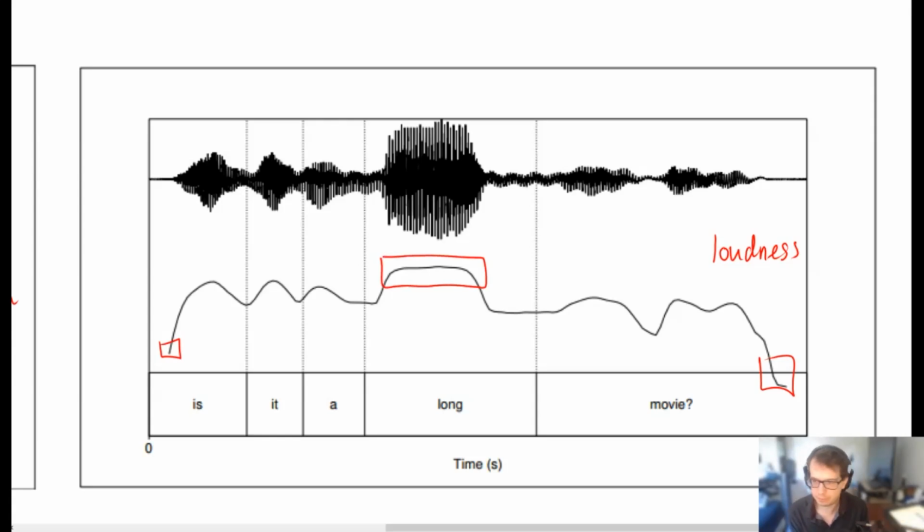Is it a long movie? Even when you ask that question, you usually spend a little more time producing that vowel in long, which is why it gets louder. Then when you start to end the question, usually at the end of a question, you start to taper off. When you stop speaking, you get quieter towards the end of your sentence, which is why we see this drop off at the end.